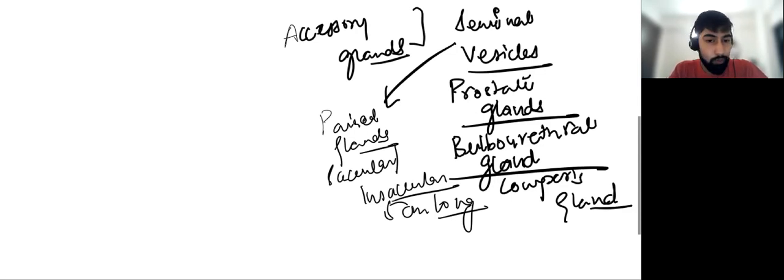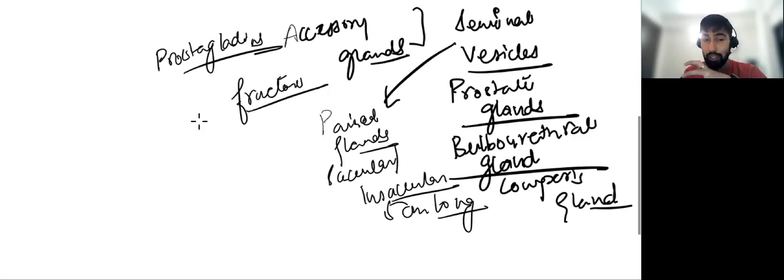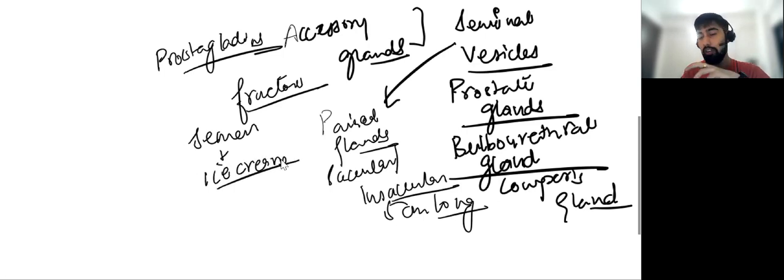Now, if we talk about the seminal fluid, it has certain chemicals like prostaglandins, right? Along with that, it has certain sugars like fructose sugar. That's why the taste of semen feels like ice cream to people. Because of the fructose sugar, it is a fruit sugar, right? Everyone knows that it is a fruit sugar.